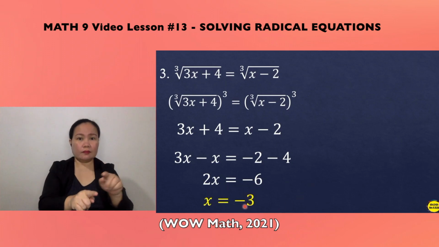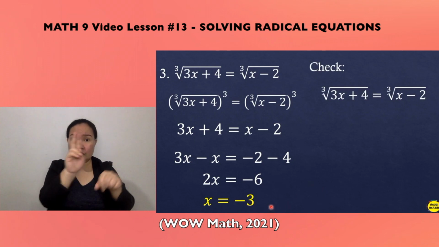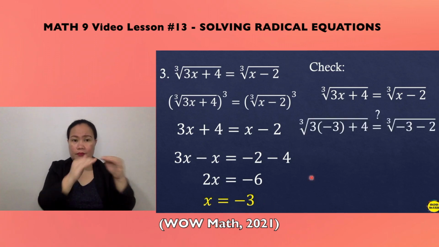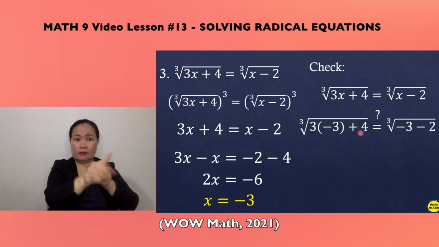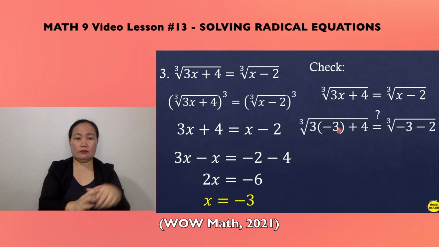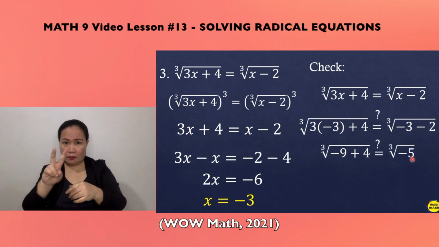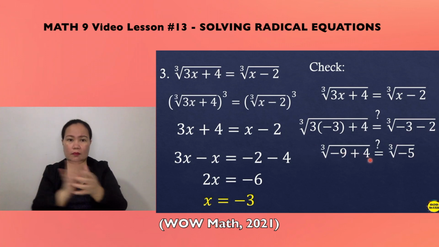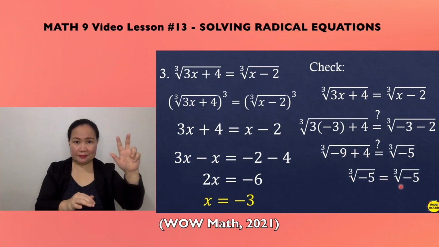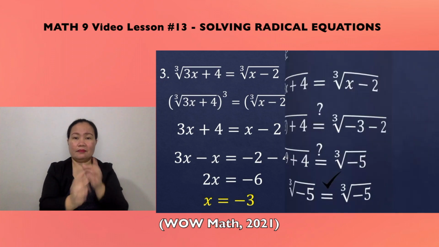So, i-check ulit natin kung tama yung nakuha natin na value ng x. Okay, using the original radical equation, substitute natin si negative 3. So, that is 3 times negative 3 plus 4, negative 3 minus 2. And 3 times negative 3, that is negative 9, plus 4. And negative 3 minus 2, that is negative 5. Negative 9 plus 4, the answer is negative 5. Or that is the cube root of negative 5 is equal to the cube root of negative 5. So, negative 3 is a true solution. Next.